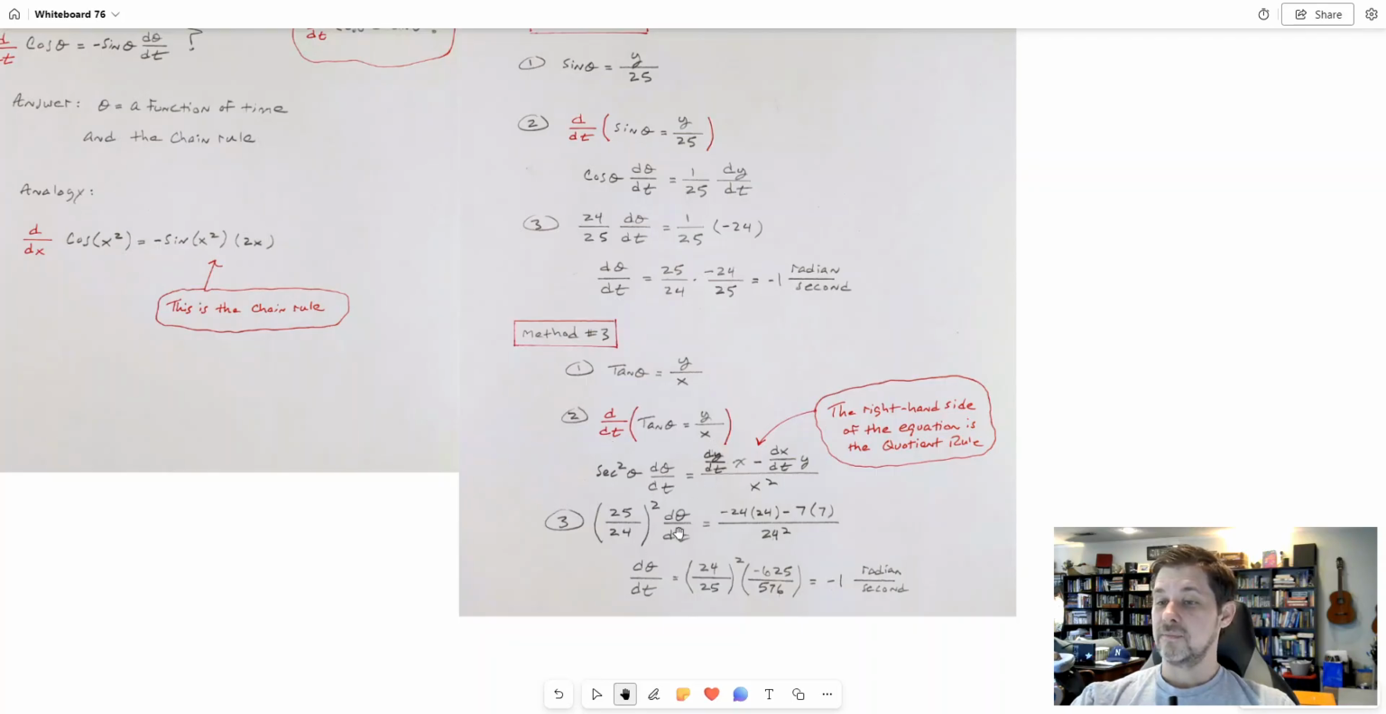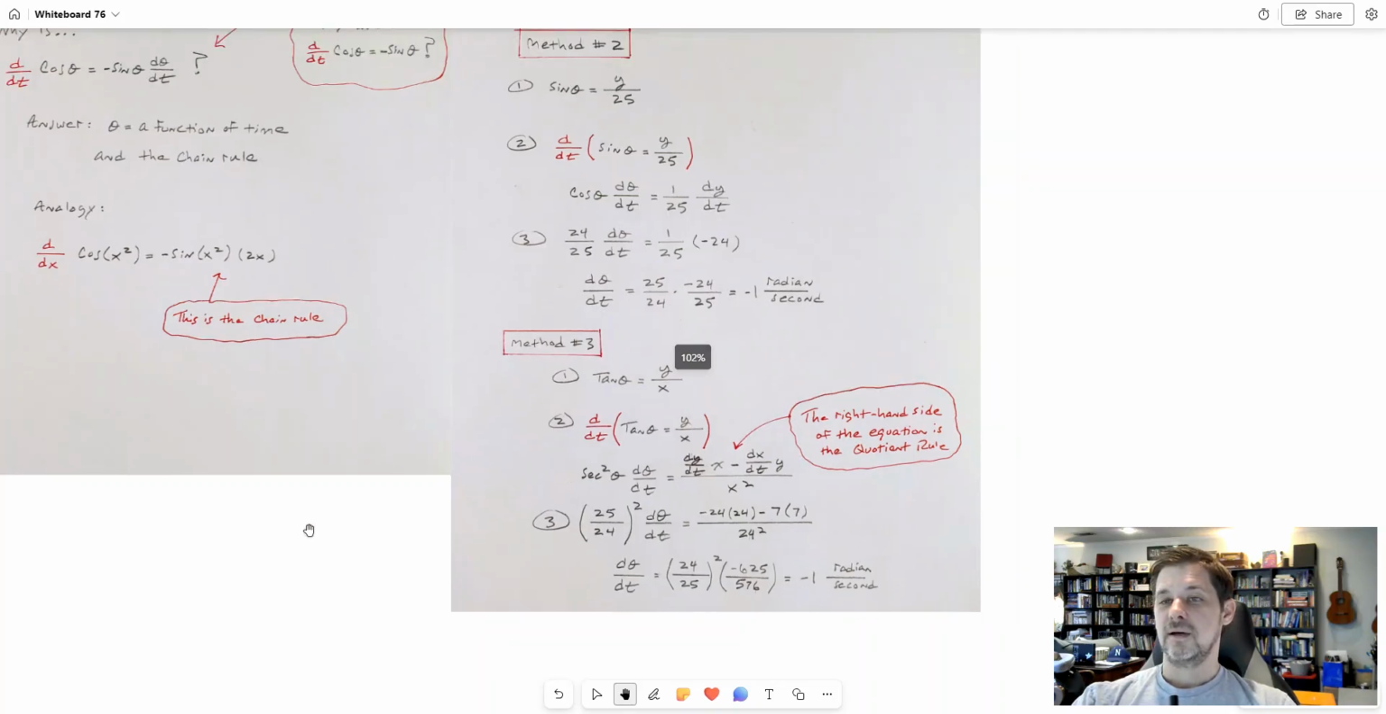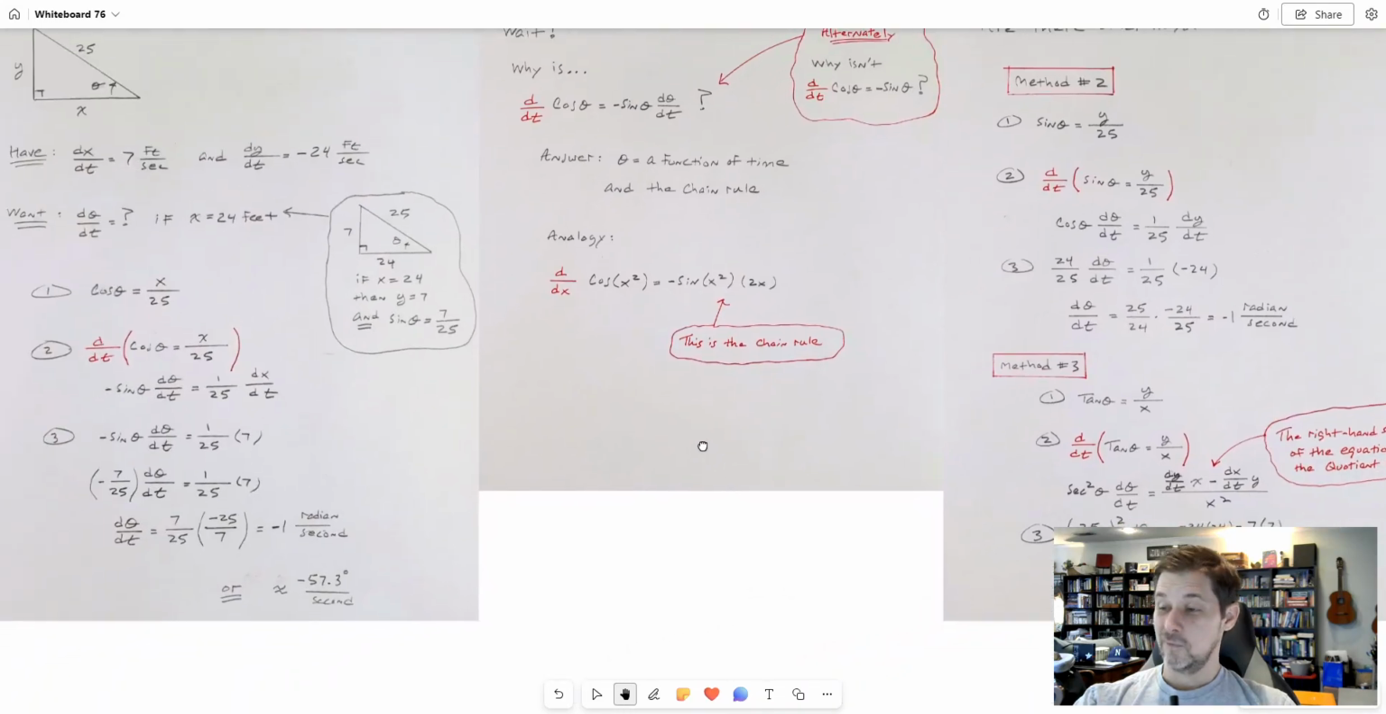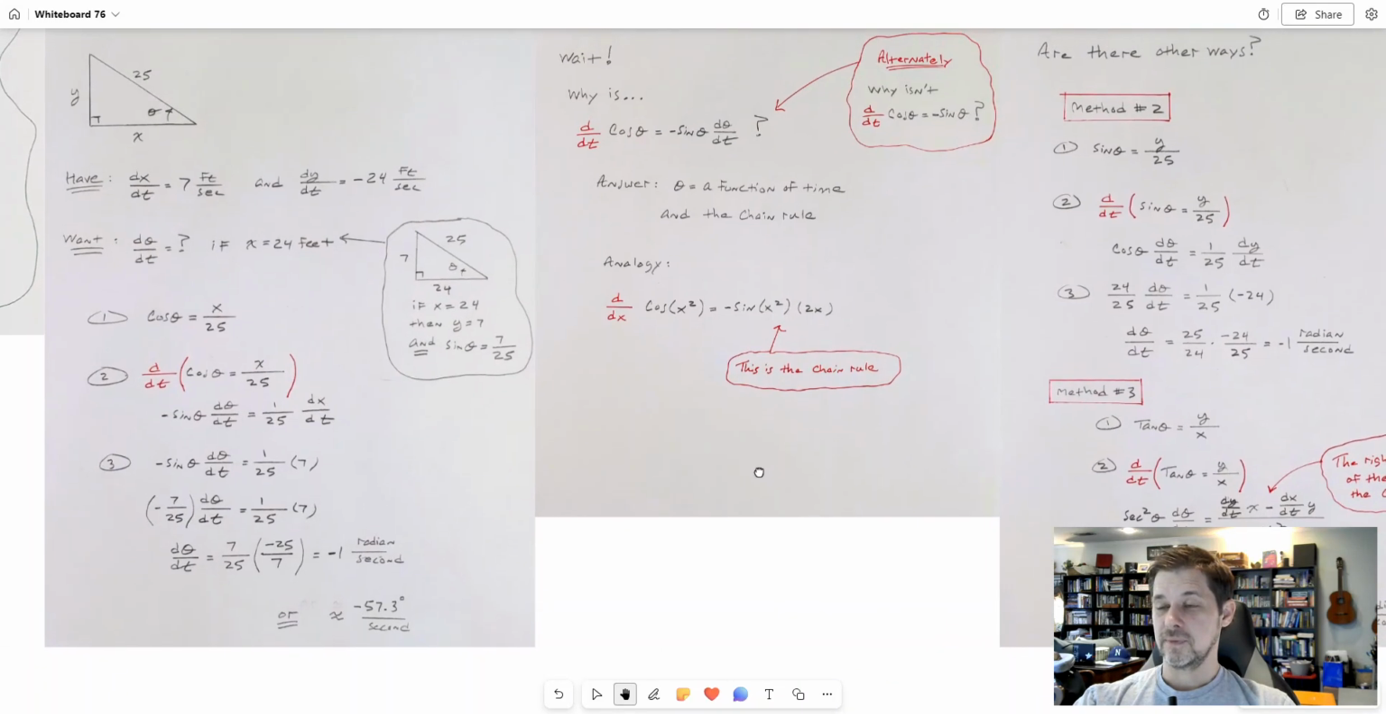The maybe part about doing it this way that's a little more difficult is we'd have to use the quotient rule on that right-hand side. We would get dy over dt times x minus dx over dt times y. That's just the quotient rule over x squared. Putting in our known values, we'll still get -1 radians per second. We get the same answer. So that's the way calculus goes. There might be several ways to set up one problem. Okay. All right. So just know that that's true.